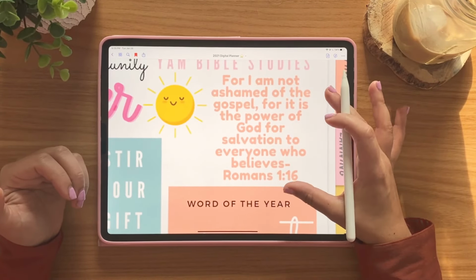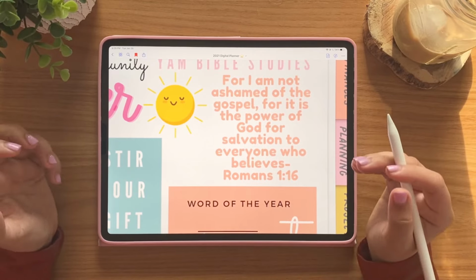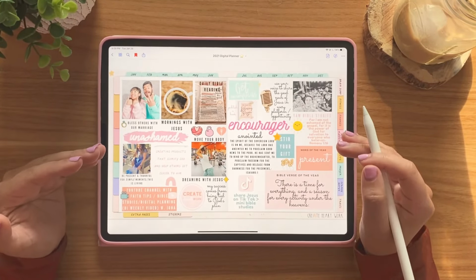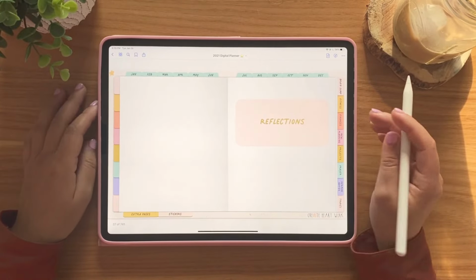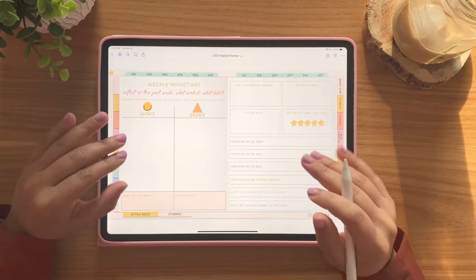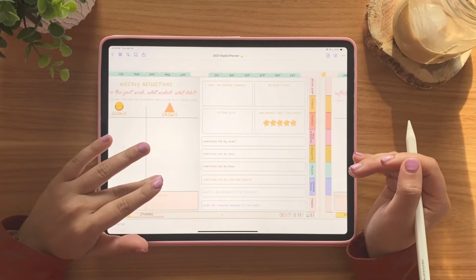I even wrote a Bible verse here: for I am not ashamed of the gospel. It is the power of God for salvation to everyone who believes. So this is what I'm focusing on. And then we have the tab for our reflections. I do want to go over these really quickly and share with you how they can benefit you.